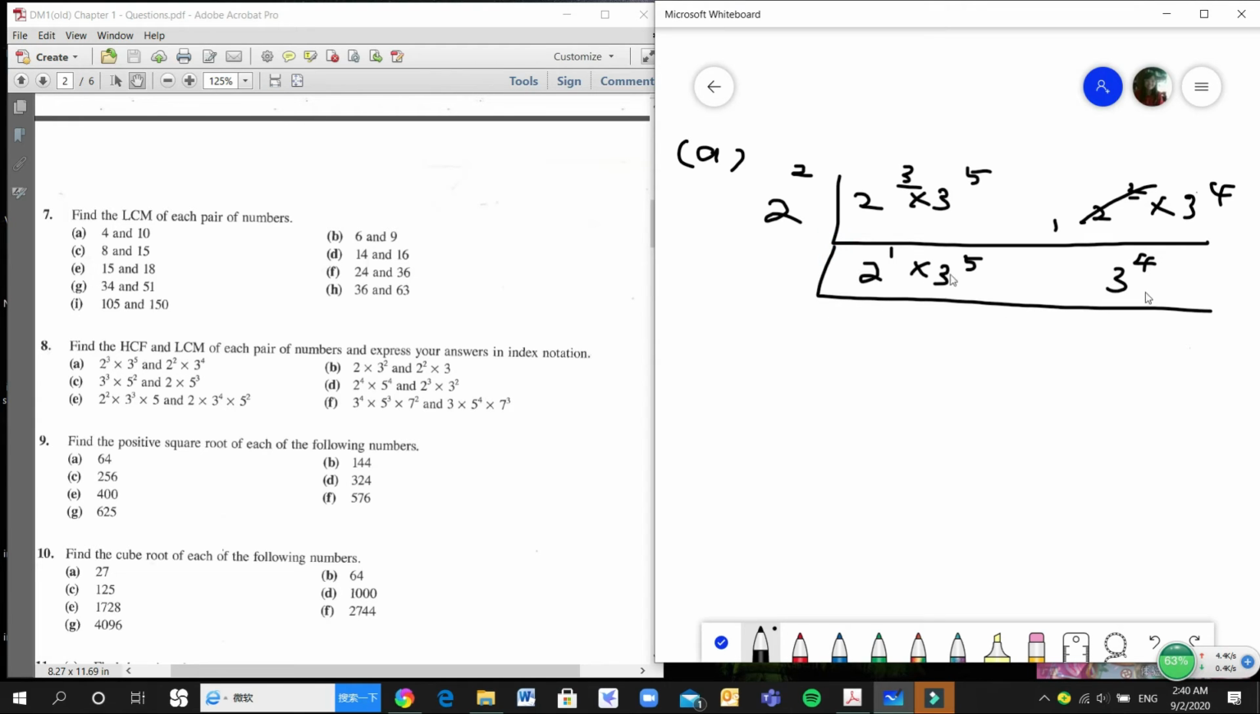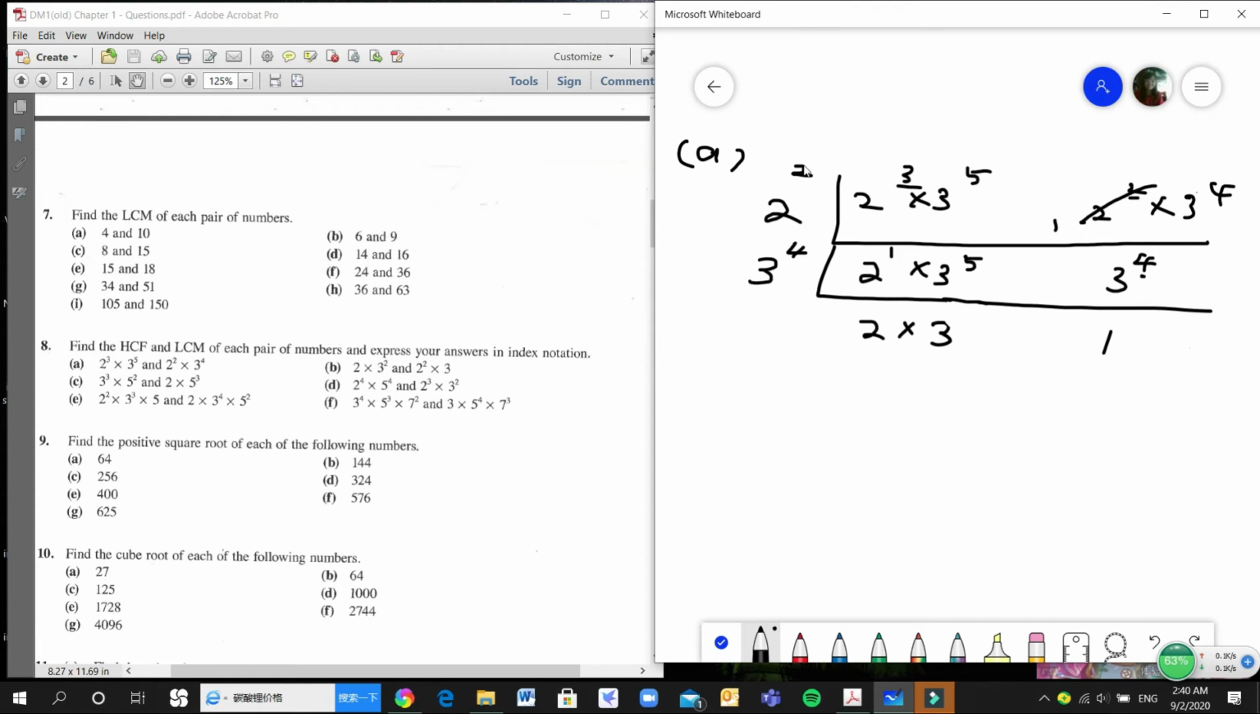And now I want to try with base 3. The maximum 3 I have is 4. So I divide by 4. So 2 cannot do anything. Then the 3 power of 5, I've left 1. You can write the 1 here, or you no need to write it also can. You can just write 3, because 3 power 1 also means 3. And then here will be 1. So then they cannot divide together already.